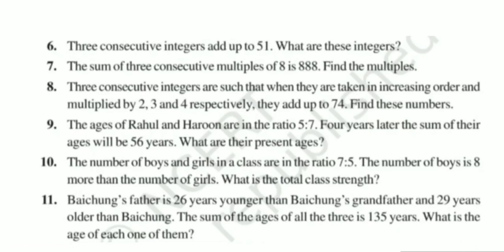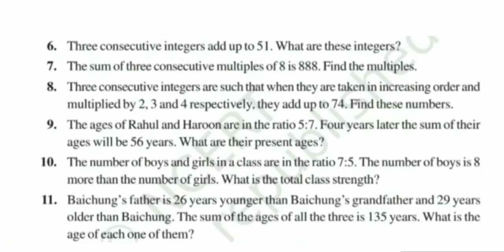Come to the next, question number 7. The sum of 3 consecutive multiples of 8 is 888. Find the multiples. So this one is for you to try to do yourself. Okay. Come to the next question number.